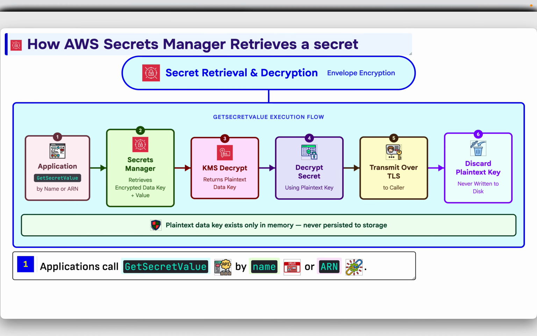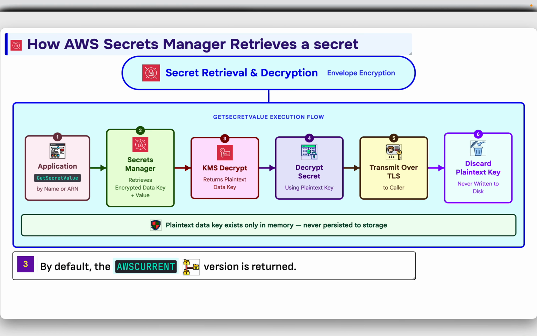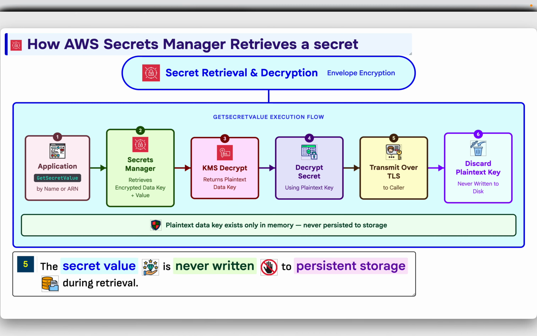So applications call get secret value by name or ARN to retrieve a secret. Secrets Manager decrypts the secret by sending the encrypted data key to KMS, using the returned plaintext data key to decrypt the secret value, then transmitting it over TLS to the caller. By default, the AWS current version is returned. You can request specific versions by version ID or version stage, such as AWS previous. The secret value is never written to persistent storage during retrieval. The plaintext data key exists only in memory and is discarded after use.